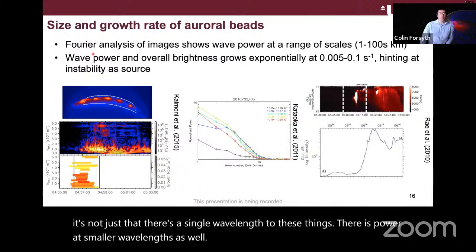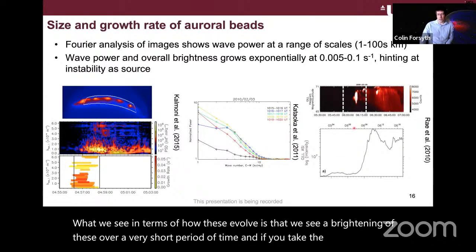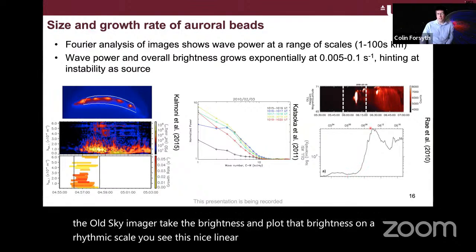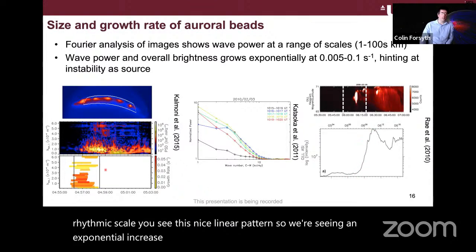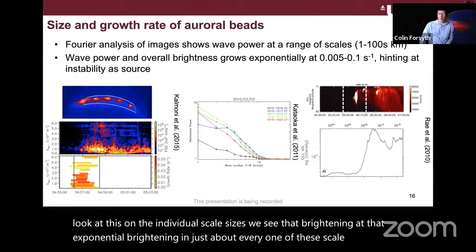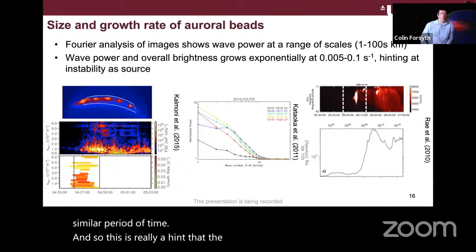What we see in terms of how these evolve is that we see a brightening of these over a very short period of time. And if you take the data from, say, the all-sky imager, take the brightness and plot that brightness on a logarithmic scale, you see this nice linear pattern. So we're seeing an exponential increase in the brightness of the aurora. And actually, if you look at this on the individual scale sizes, we see that exponential brightening in just about every one of these scale sizes over a similar period of time. And so this is really a hint that this auroral bead feature is being driven by some instability in the magnetosphere.